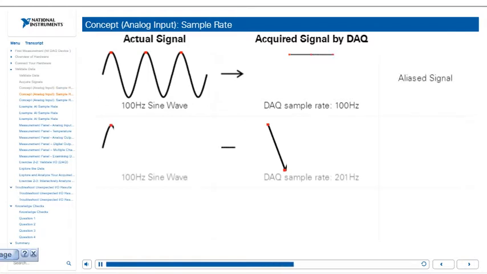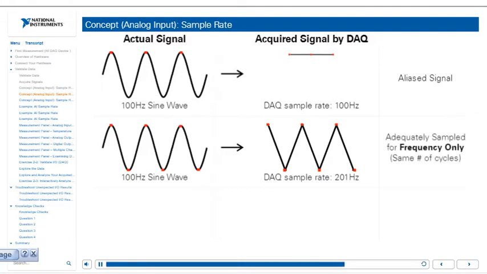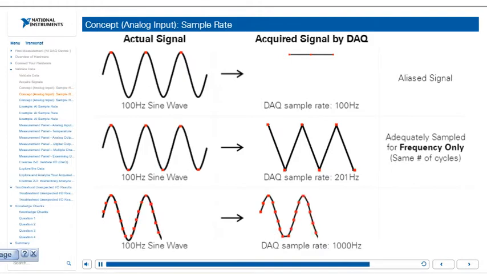If you set your NI DAC device's sample rate to greater than 2 times the actual signal's frequency, your acquired signal will accurately represent the actual signal's frequency. If you set your NI DAC device's sample rate to 10 times the actual signal's frequency, your acquired signal starts to accurately represent the actual signal's frequency and shape.